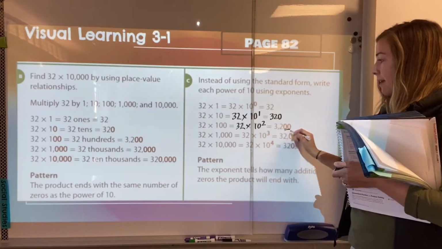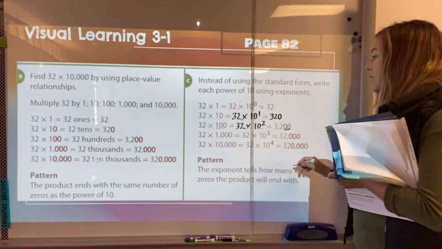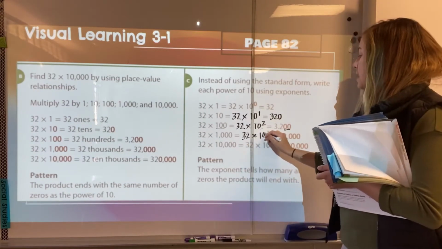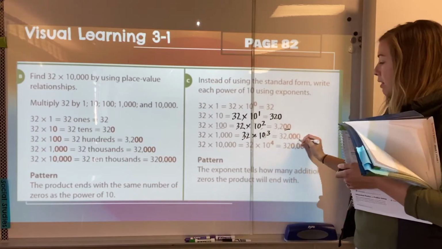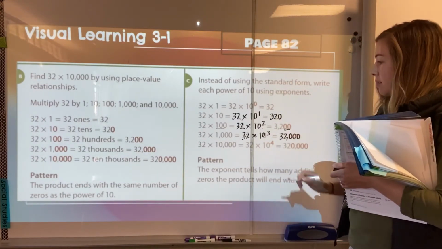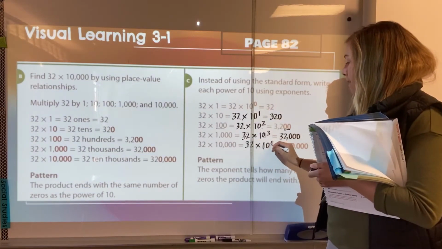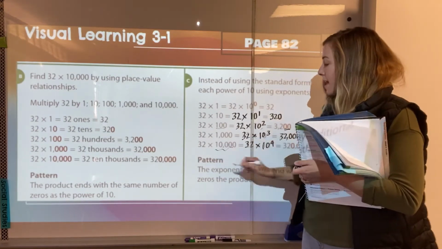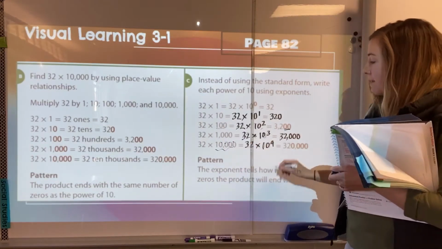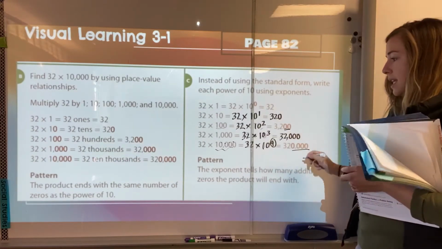Well, that just means I'm going to have 2 zeros on there because 10 to the power of 2, that's the same as 100. 32 times 10 to the power of 3 is going to give me 3 zeros on the end. So we have that 32,000. And then finally, we have 32 times 10 to the power of 4, which is the same as 10,000. And so the 1, 2, 3, 4 zeros that we have in 10,000 is the same as the exponent, is the same as how many zeros we add to the end.